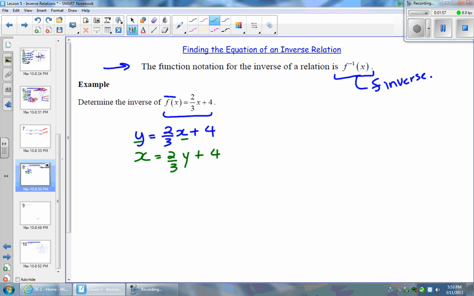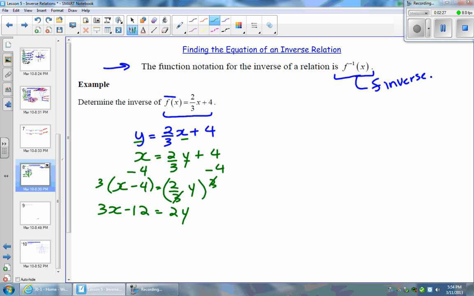Okay, and then from here to find the actual equation, you're just going to solve for y. So if I solve for y, the first thing I'm going to do is bring the 4 over, so -4 from both sides. Okay, 2/3 y, and then I'm going to multiply both sides by 3. So this is just simple algebra. By now you should be pretty comfortable with this. We have on the left-hand side 3x minus 12 is equal to, these cancel out, so I'm left with 2y. And the last step I'm going to conduct here is obviously dividing by 2. So let's divide by 2 and see what we get.